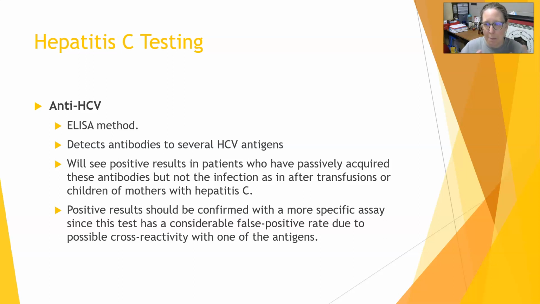So they passively got it. The children got it from mom and the patient got it from the transfusion. So the antibodies are there, but they did not make those antibodies themselves. Positive results should be confirmed with a more specific assay, since this test has a considerable false positive rate, again, due to possible cross-reactivity with one of the other hepatitis antigens.